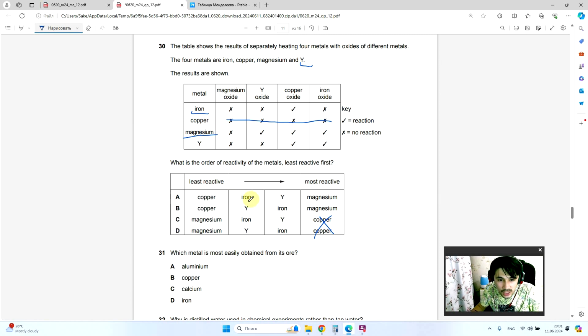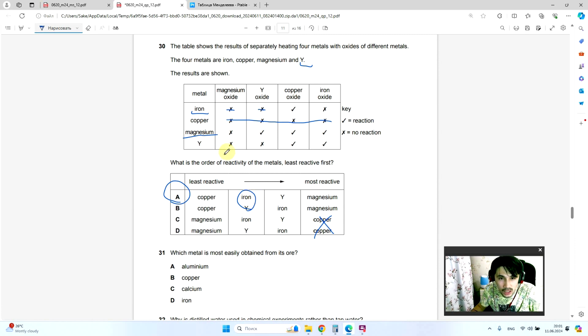Then we need to check between iron and metal Y. Which of these metals is more reactive or less reactive? So let's check iron. Iron gave no reaction with magnesium oxide, obviously, and gave no reaction with metal Y oxide. It means that iron is not as reactive as metal Y. So iron is less reactive than Y. So option A is the correct answer.